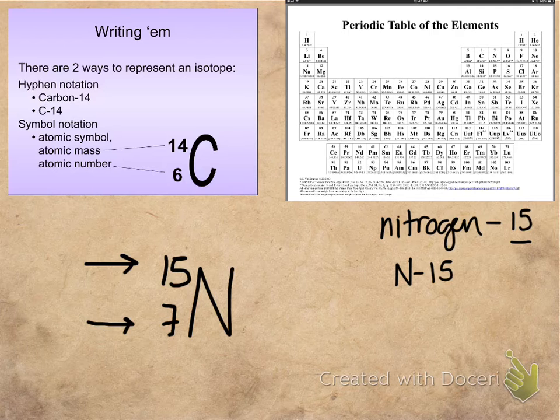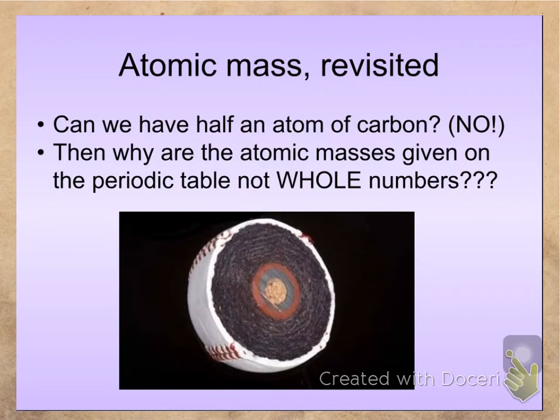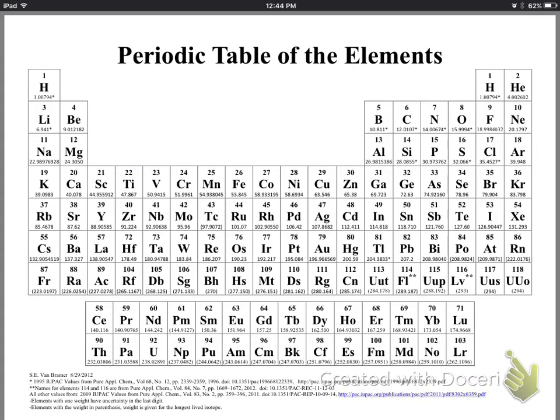Okay, that's pretty easy. Now comes the slightly more complicated part. If we can't have a half of a carbon atom, why are the atomic masses given on the periodic table not whole numbers? I mean, they're clearly not. They're decimal values. So how is that possible? We can't have 0.010 of a carbon atom. So what do these mean?